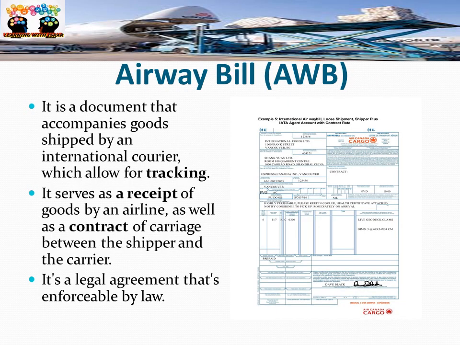Okay, airway bill is the same as bill of lading, but as its name shows, we use it when we are shipping goods through air. It is a document that accompanies goods shipped by an international courier, which allows for tracking. It serves as a receipt for the goods by the airline as well as a contract of carriage between the shipper and the carrier. It is a legal agreement enforced by the law. So bill of lading and airway bill have the same purpose. The only difference is that we use bill of lading for the ocean and airway bill for the air.